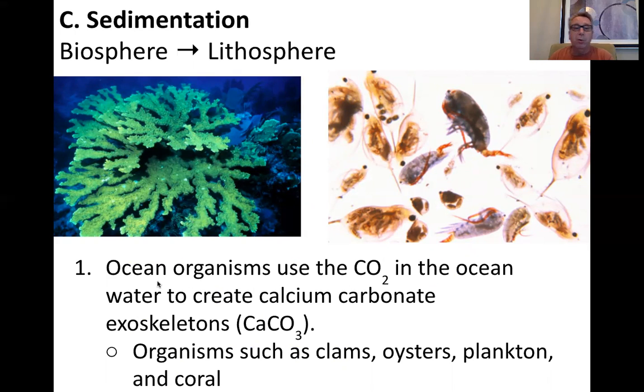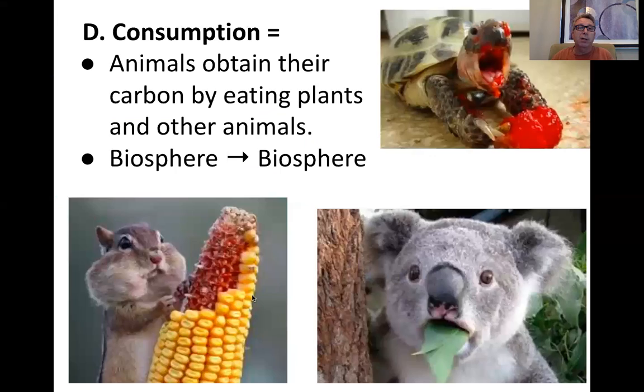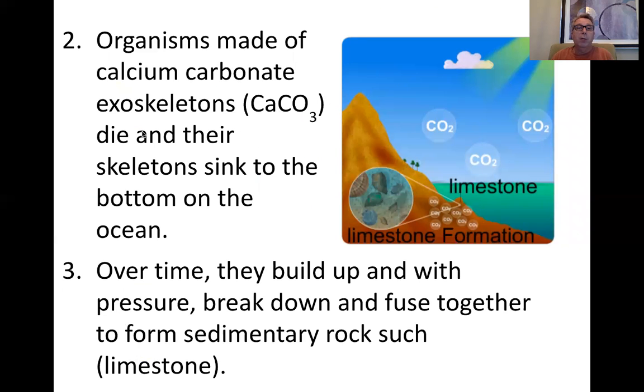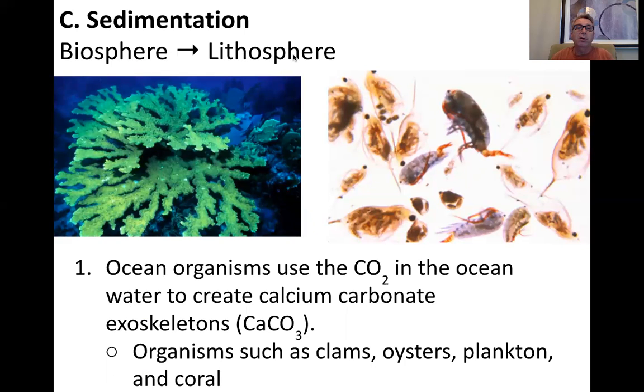So, number one, what happens is the ocean organisms use the carbon dioxide in the ocean water to create calcium carbonate. That's their hard shell, right? That's CaCO3. All right. And then the second thing that happens is when they die, their skeletons sink to the bottom of the ocean. So that's step number two. And then over time, due to pressure, they break down and fuse together to form rock, a sedimentary rock such as limestone. So that's the process of sedimentation. So it's going from, again, the biosphere to the lithosphere.